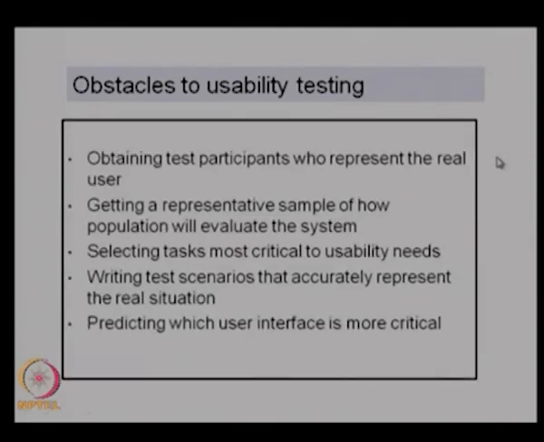And what are the obstacles in usability testing? Though there are 5 parameters, there are some problems in carrying out usability testing. The first one is of course getting the test participants who represent the real users. We need a set of users to do the testing, but it may not always be easy to find a sufficient number of test users who can participate in the testing of the system.